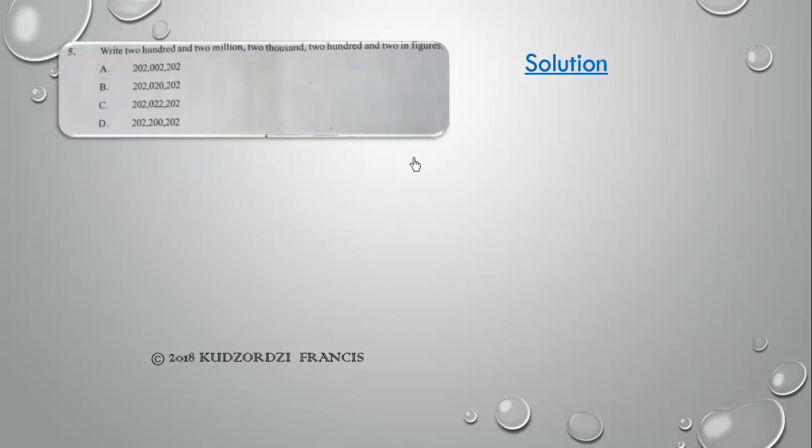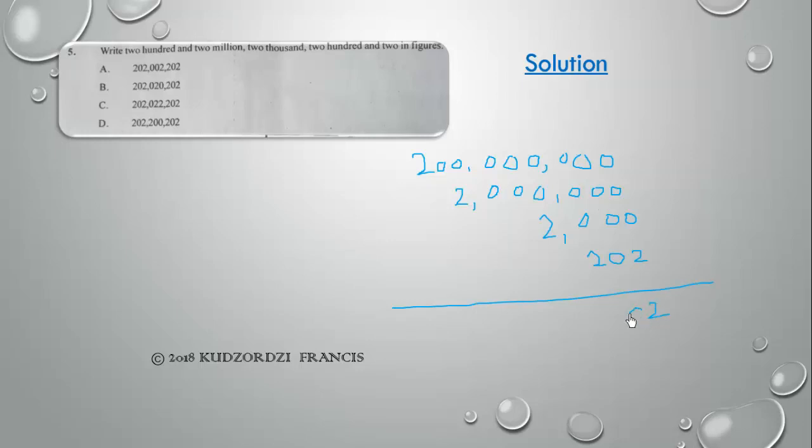Now we have this. We want to write this in figures. So the first one is 202 million. So let's write 200 million. Then let's write 2 million again. Then we also write 2000. Then we write 202. So putting all of them together, we are going to get 202,202,202.